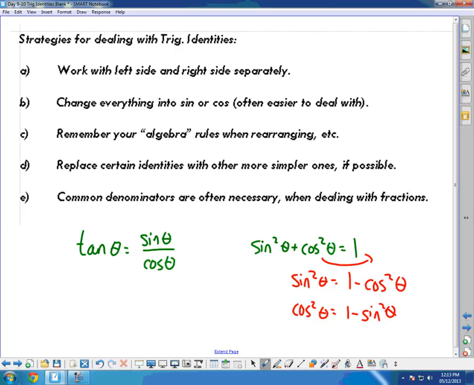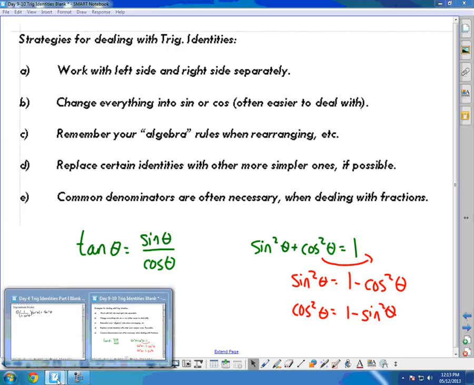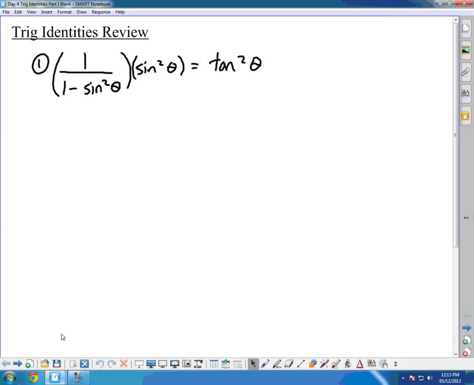Okay, so all those are helpful, and those are ones that are on your worksheet. We're going to learn tons more, but that's where we can start. Okay, so our first one then is this.